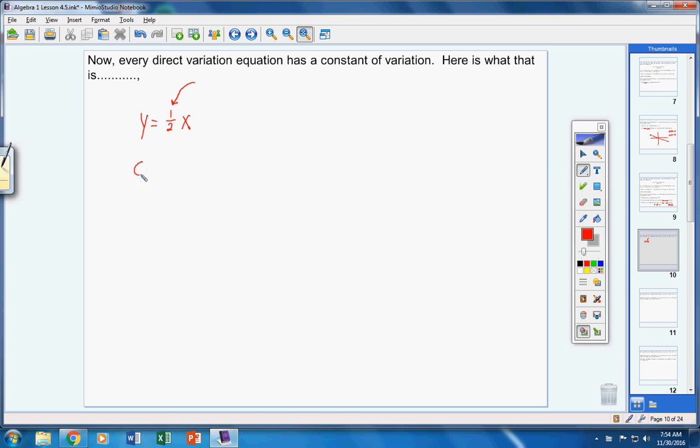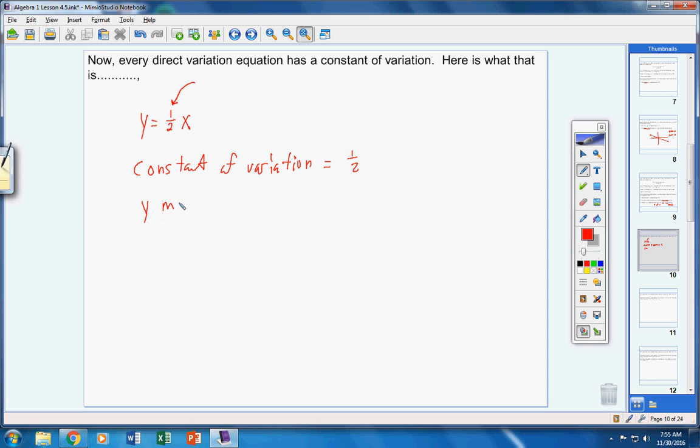So your constant of variation, please write this down. Your constant of variation for this problem here would be 1/2, because what is the coefficient of the x? 1/2. Okay, now there's one catch to this, and I hope you'll listen to me and write this down and take good notes, please.